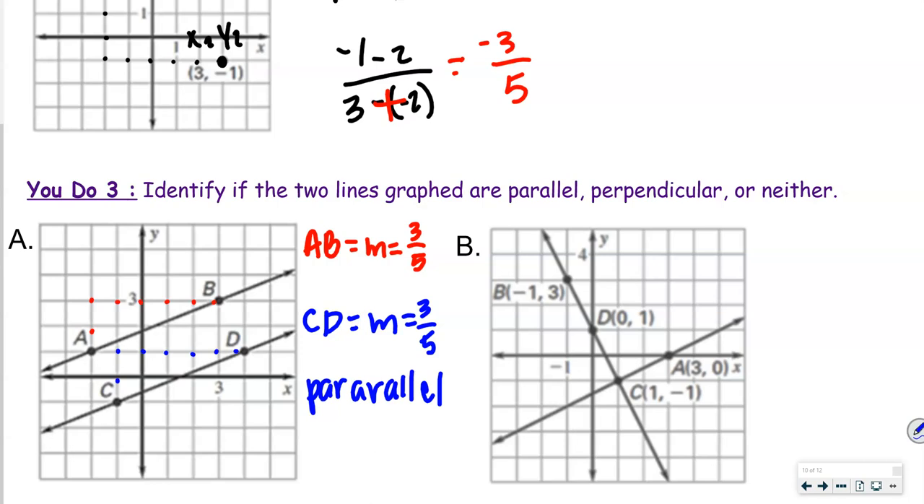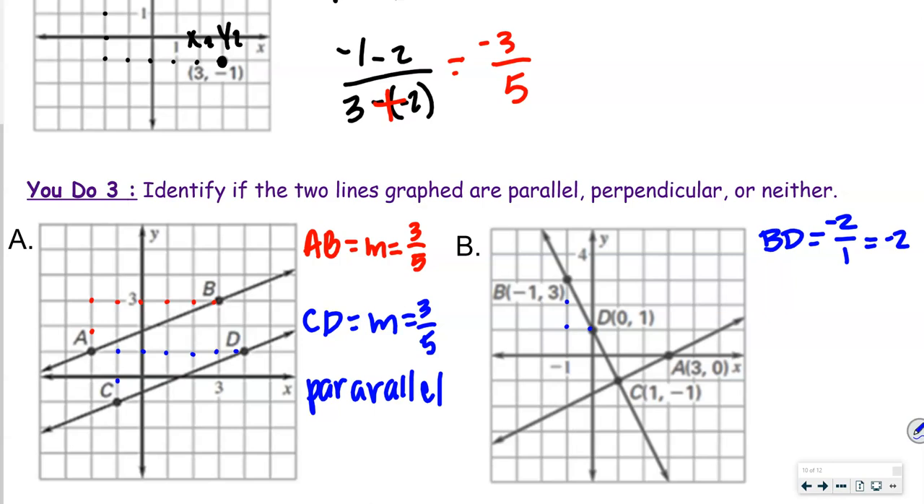Now, we could have also used those points to do it, but obviously, when we have a drawing like this, it's easier to use rise over run. Okay, so we're going to do the same thing with the next one, and I'm going to start with BD. Okay, so I'm going to count 1, 2 down and 1 over. So that would be -2 over 1. That would be -2, right?